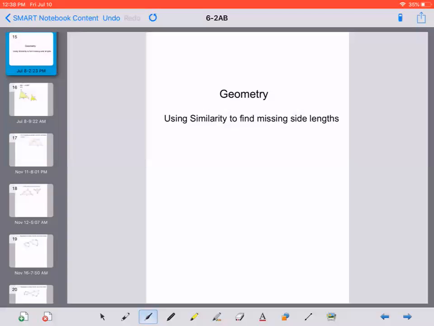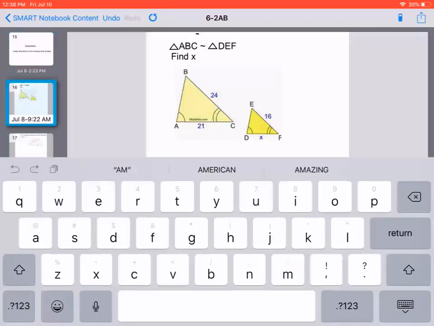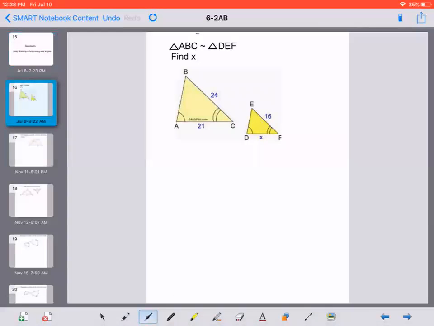Hello, geometry students. Today we're going to be using all we learned about the definition of similarity to find missing side lengths in similar shapes. So the first thing I want to do is talk about this situation. So here we are given that these two triangles are similar.